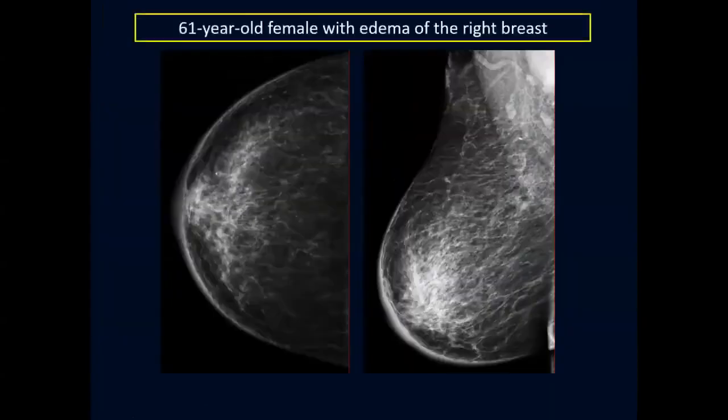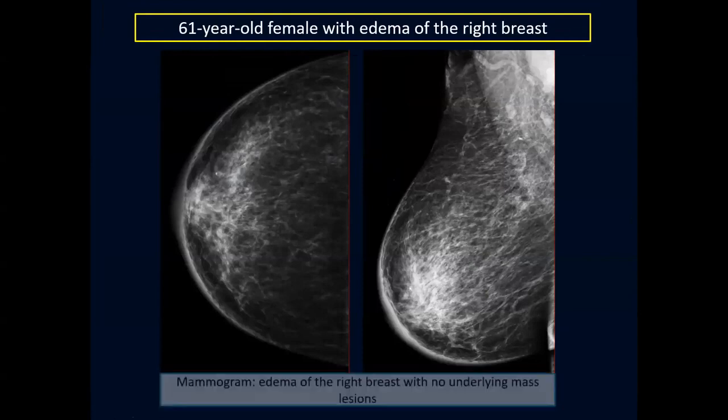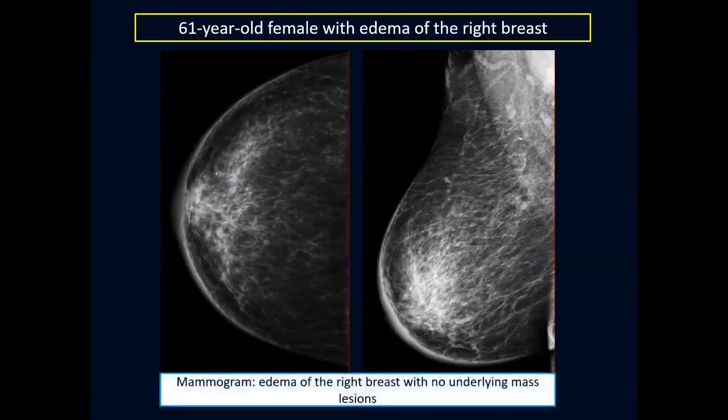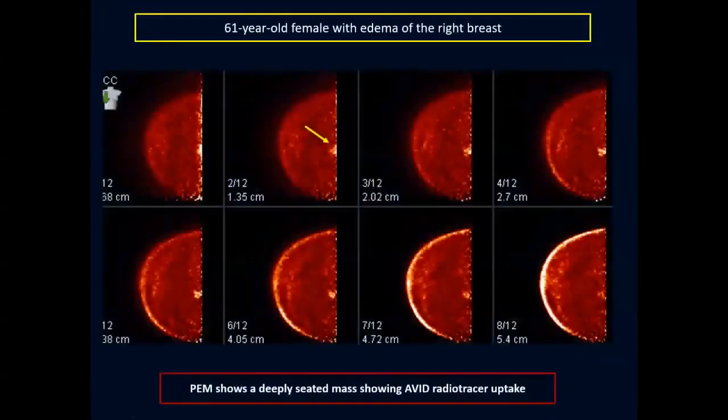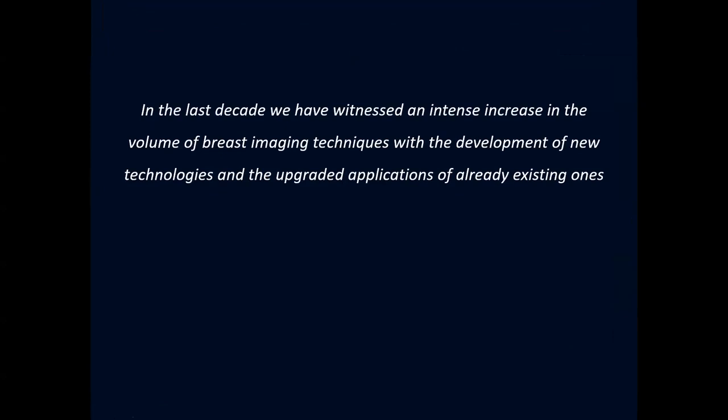This was another 61-year-old female with edema of the right breast. She had an MRI somewhere outside Baheya Hospital, and she was told that she had an edema pattern with pathological axillary lymph nodes, and no lesions were identified. Looking at the PEM, we can see a very deeply seated lesion which shows radiotracer uptake, and it was biopsied, and it revealed an invasive duct carcinoma. And by this, I end my lecture.